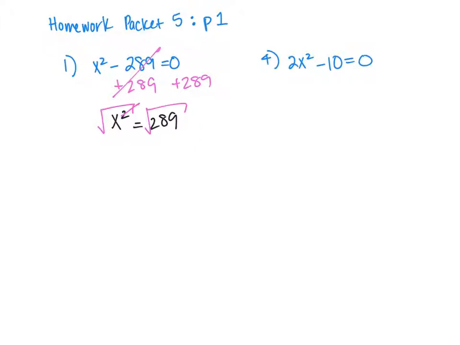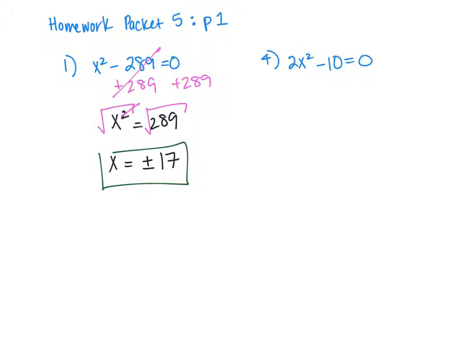The 2 and the square root cancel. X comes down. The square root of 289 is plus or minus... square root of 289 is 17. So in this case here, 289 is a perfect square, but I need to put a positive and a negative sign to make sure that I say that it's not only positive. And that's my answer.